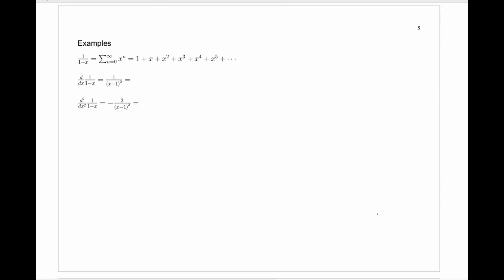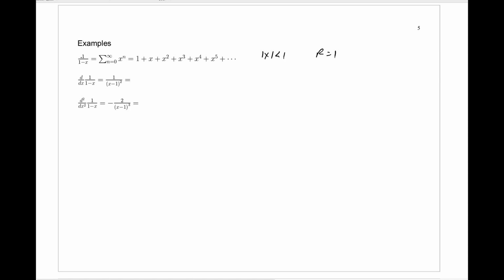Let's start again with 1 over 1 minus x. This is kind of the simplest, most basic power series representation of a function one can have, because the series here is a geometric series, which we know is equal to 1 over 1 minus x. Remember, this is valid when the absolute value of x is less than 1. In other words, r equals 1. The radius of convergence is 1, and this is a power series centered at 0.